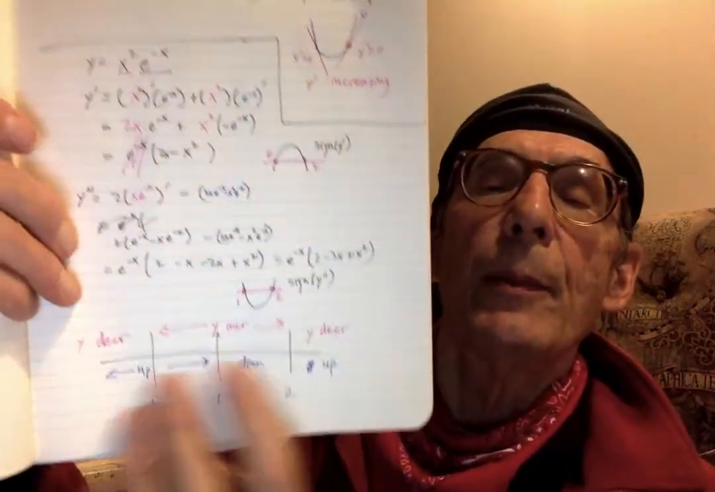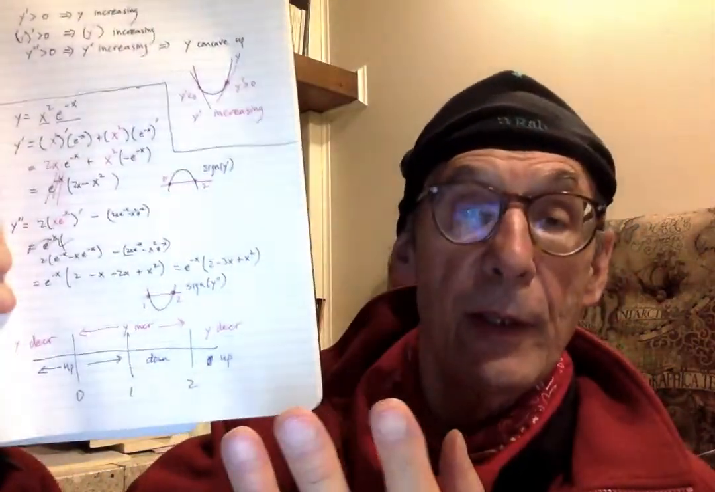And then with the concavities, let's see, the concavities changed at 1 and 2. So to the left of 1, we were concave up. Between 1 and 2, we were concave down. And after 2, we were concave up. So we just write up, down, up. So there's that. So now I'm going to fill in the shape.